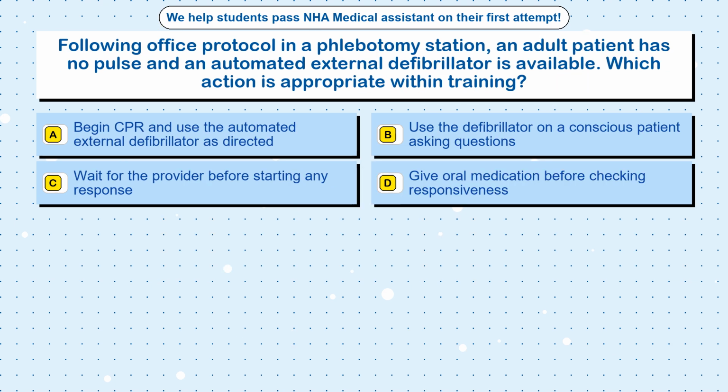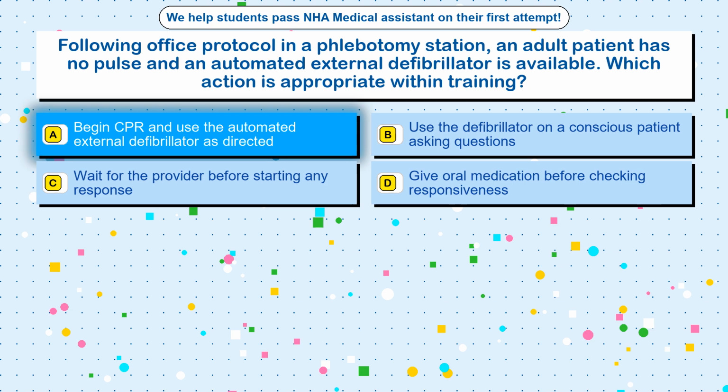Question 70. Following office protocol in a phlebotomy station, an adult patient has no pulse and an automated external defibrillator is available. Which action is appropriate within training? Option A, begin CPR and use the automated external defibrillator as directed. Option B, use the defibrillator on a conscious patient asking questions. Option C, wait for the provider before starting any response. Option D, give oral medication before checking responsiveness.